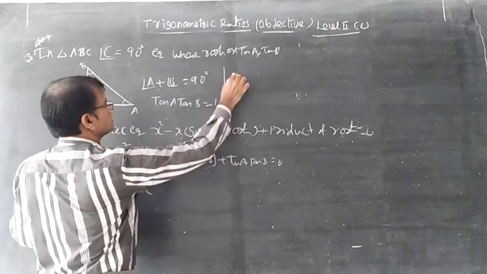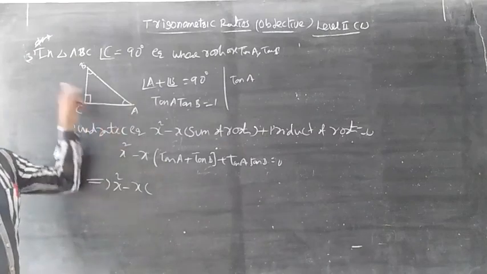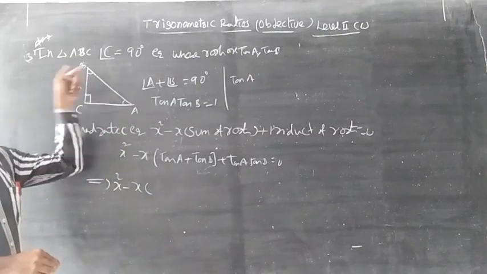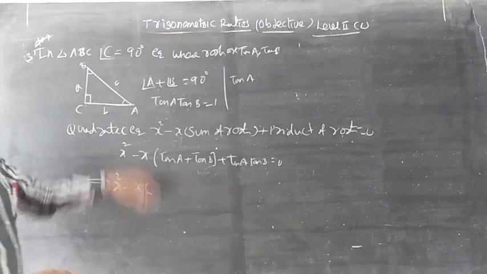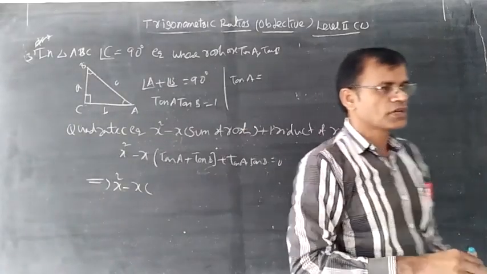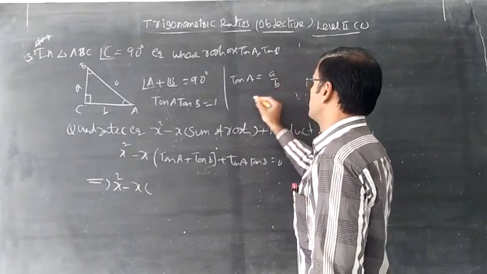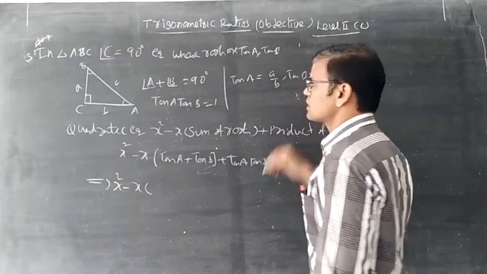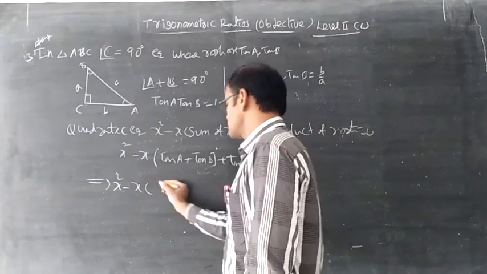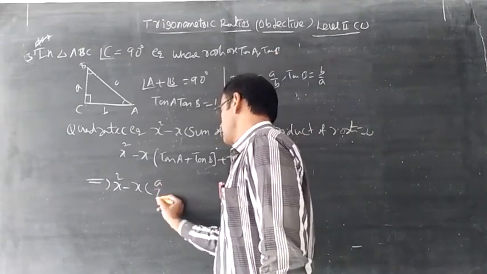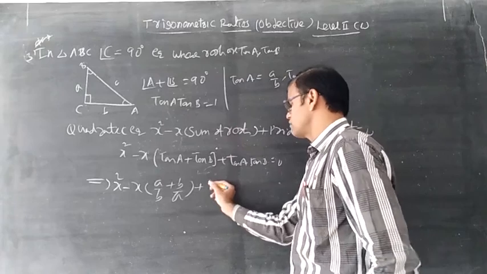According to our triangle theory, the side opposite to capital A is small a, the side opposite capital B is small b, the side opposite capital C is small c. In this triangle, tan A is opposite side by adjacent side, so tan A is a by b. Similarly, tan B is b by a. Apply here: x square minus x into (a by b plus b by a) plus tan A tan B, which I said is 1, equal to 0.